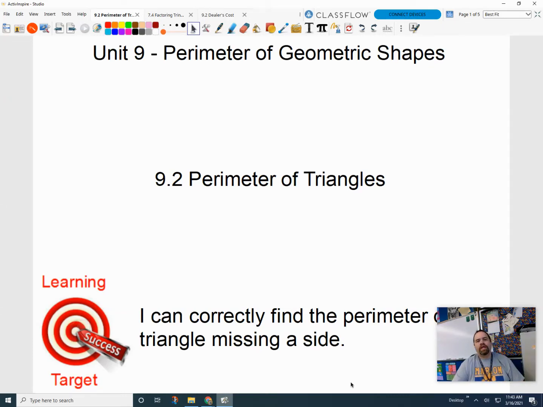So the next thing we're going to look at is triangles, how to find the perimeter of a triangle. Now that might seem pretty straightforward. You know, the other things that we've done, you just add up the sides, add up the sides, add up the sides. This is a little bit different because I'm not going to give you all of the sides. So we're going to have to pull in the Pythagorean theorem, which is something we haven't done in a while.